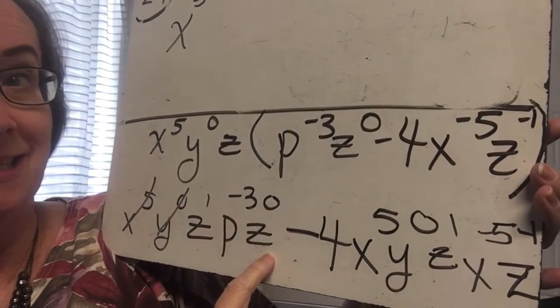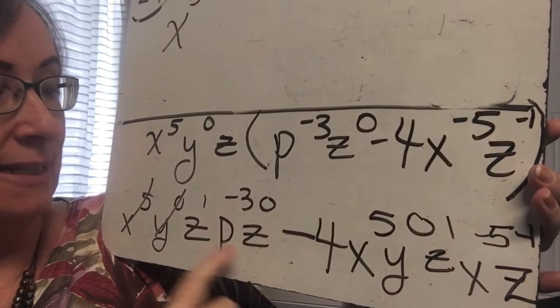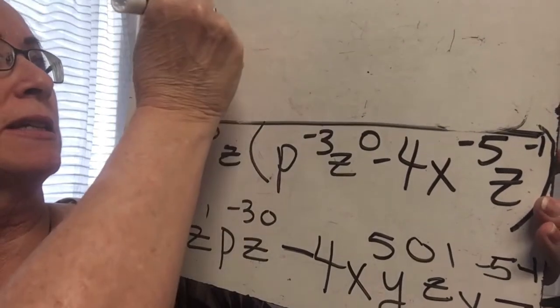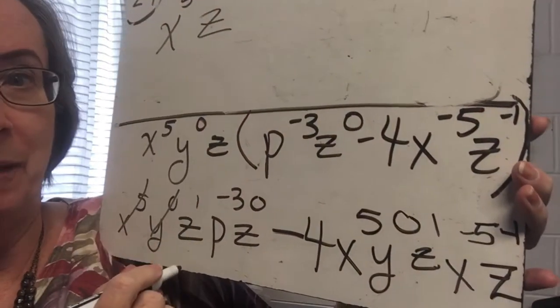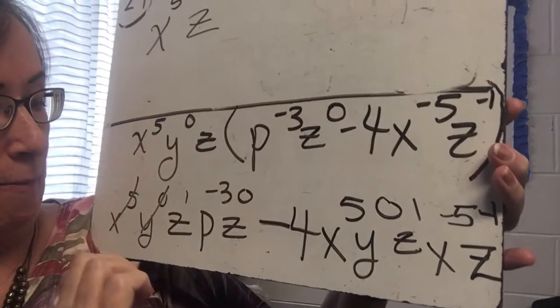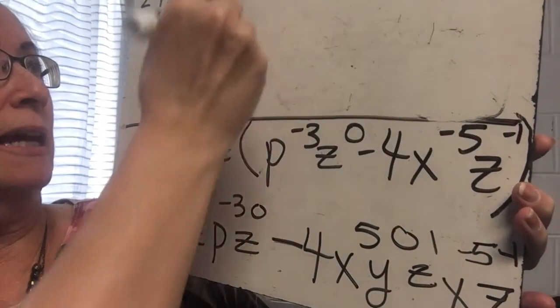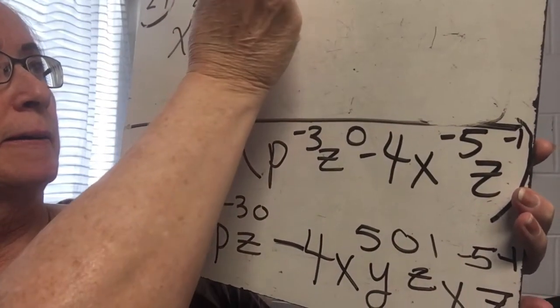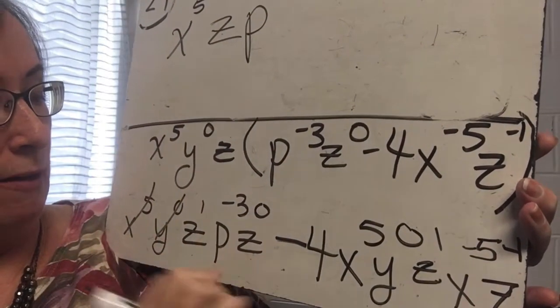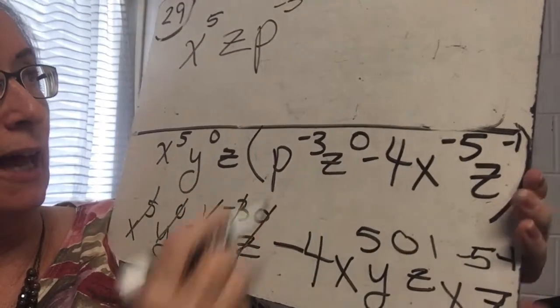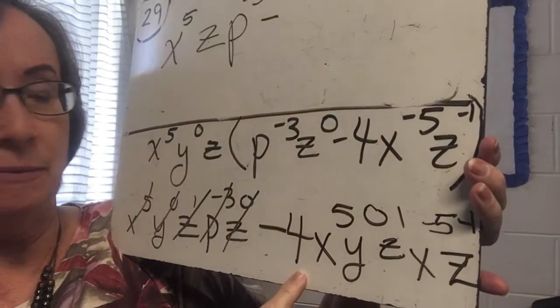Z to the 1 times z to the 0 is z to the 1 plus 0, which is just z to the 1. And because it's a 1, I don't need to write it up there. And then p to the negative 3. There's no other p term there. So we took care of all of that, minus, now we're going to do this one.